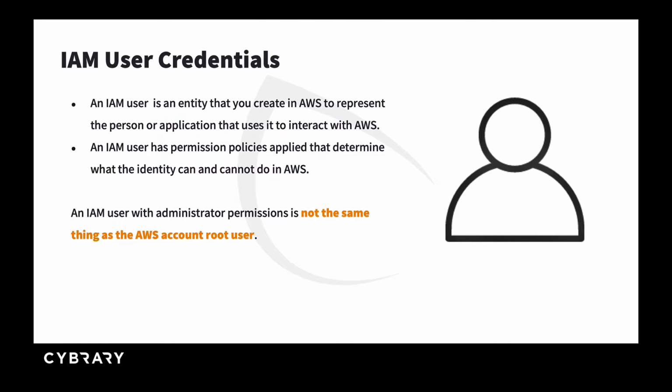The IAM user's credentials are different from the root user credentials. An IAM user is the identity you create in AWS to represent the person or application that uses it to interact with AWS services. An IAM user has permission policies applied. This determines what the identity can and cannot do within AWS. Remember, an IAM user with administrative permission is not the same thing as the AWS account root user.